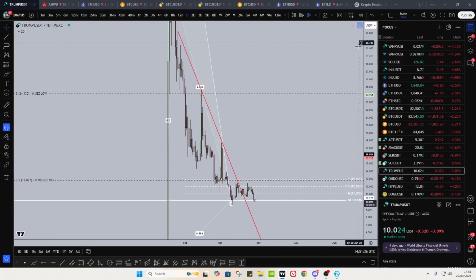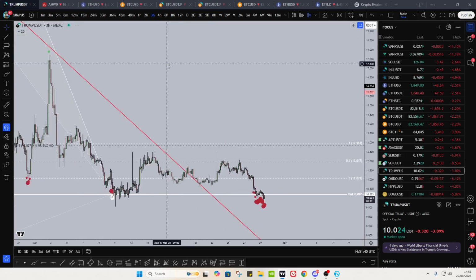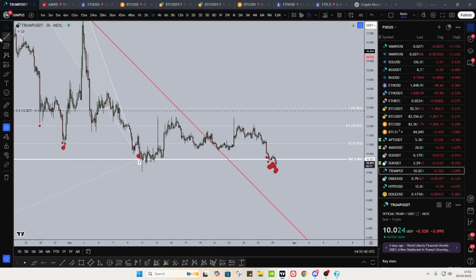Trump is fighting the 886. In fact, currently it's below it. It's not a break yet. There are aggressive market shorts going on. So if these get absorbed, that's going to be absolutely beautiful. We'll be looking for that move higher. Okay, keep an eye on this.